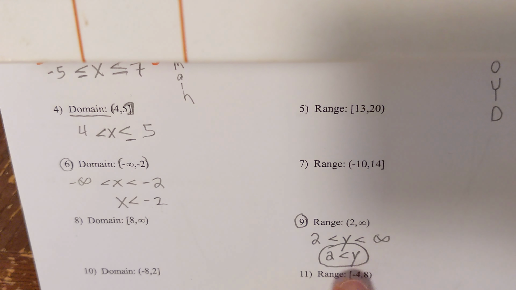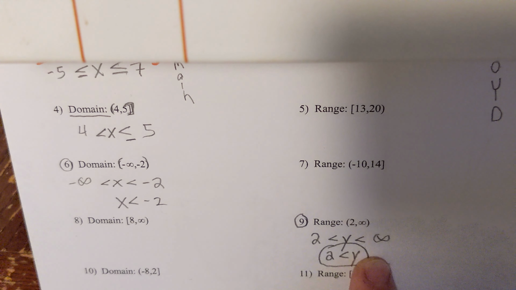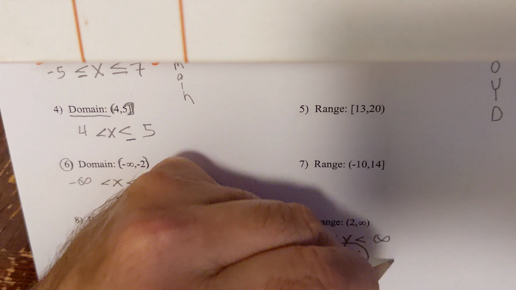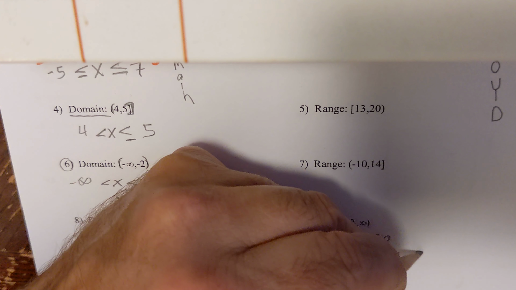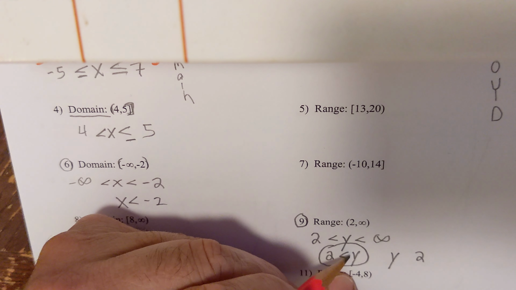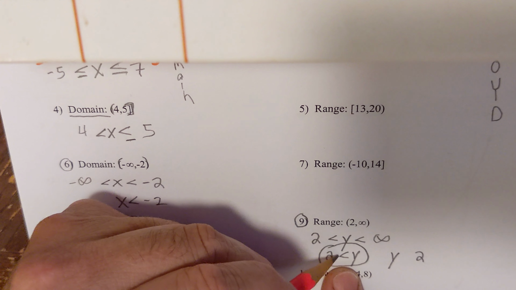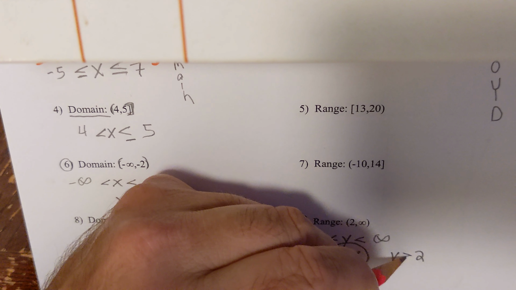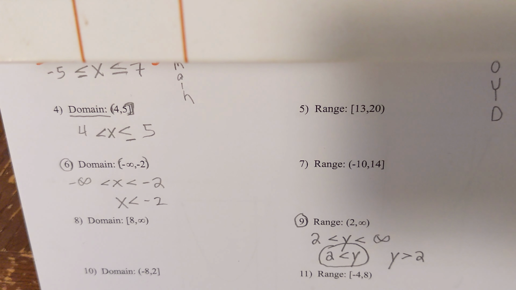Well, normally the variable is on the left. Here it's on the right. So all we need to do here on this one is to switch it over. So let's swap the y and the 2. And notice how the inequality is opening up towards the y and pointing towards the 2. So there we are. All right, go ahead and try the rest of these, and we'll see everybody in class tomorrow.